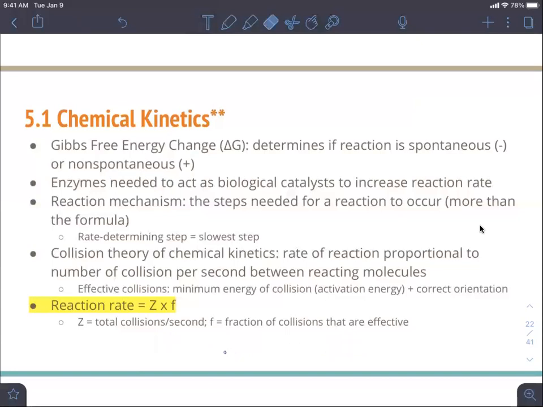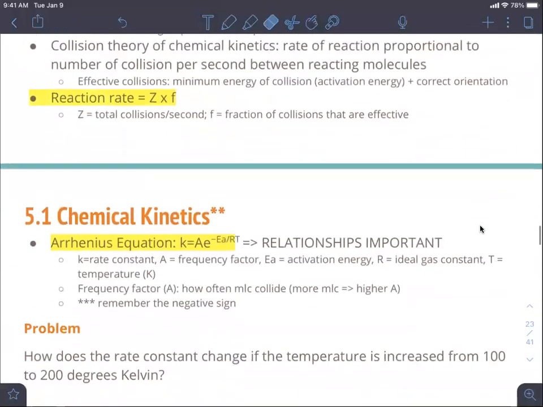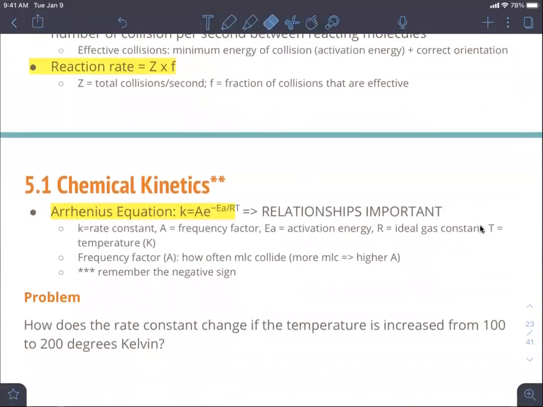However, we don't actually use this equation a lot because it's really hard to know how many collisions there actually are a second. It's very difficult to experimentally determine. So we actually talk about reaction rate in a different way, and we will talk about that in the next section. But first, we will talk about the Arrhenius equation.